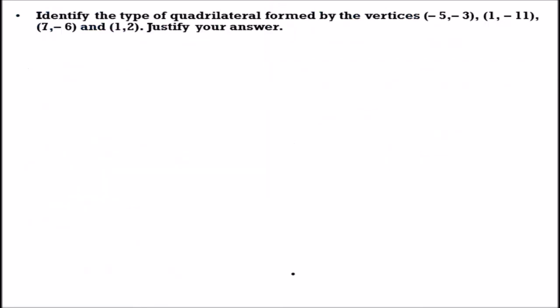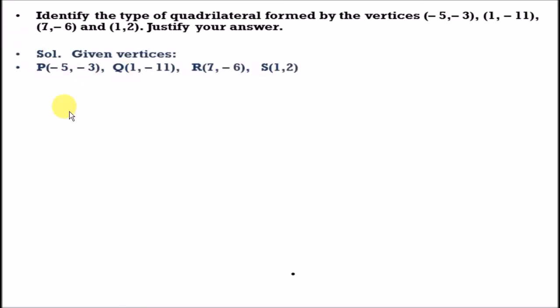Let us do one more question, and the question is asking us to identify the type of quadrilateral formed by the vertices -5, -3, 1, -11, 7, -6 and 1, 2. We also need to justify our answer. Since the coordinates do not have any predefined notation, we can note them by any letter that we want. So we have used P, Q, R and S. P -5, -3, Q 1, -11, R 7, -6 and S 1, 2.